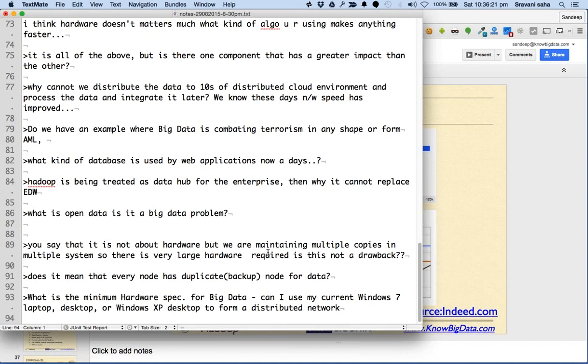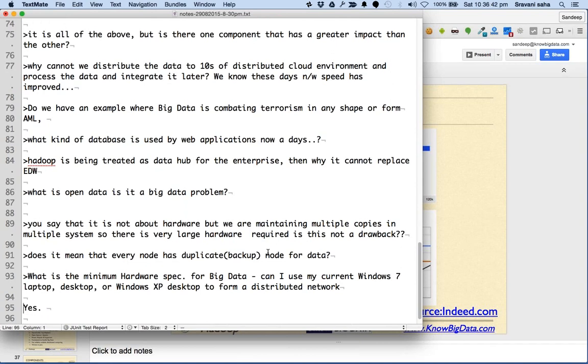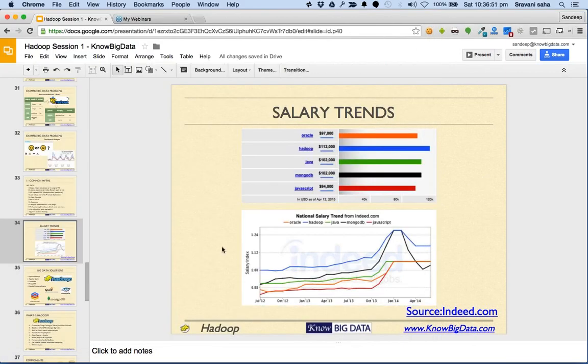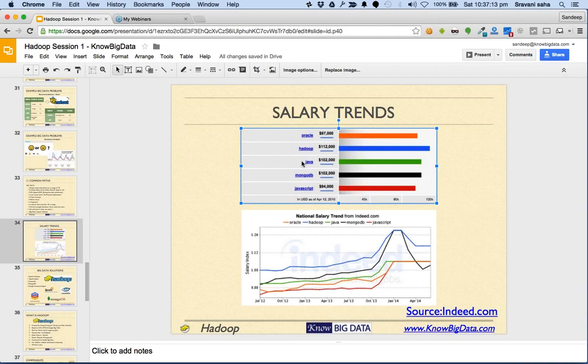Sanjay is asking, what is the minimum hardware spec for big data? Can I use my current Windows 7 laptop, desktop, or Windows XP to form a distributed network? Yes. If you are using Hadoop, you can use it. Just that I think the Windows version is not yet production ready. Let me have a look. You might have to go for Unix-based systems because that's more comfortable. I think they have come up with a Windows edition, I'm not sure, but for Microsoft they are providing a Windows-based solution.